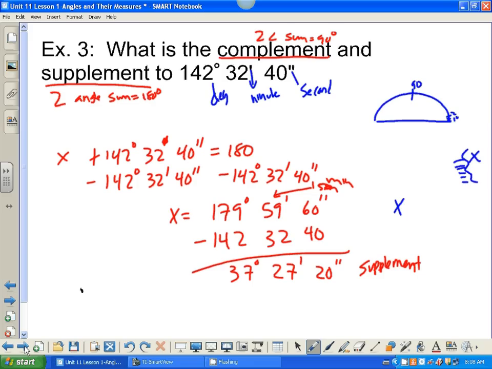Now let's talk about the complement. We would do the exact same thing. We would take 90 degrees and subtract 142 degrees, 32 minutes, 40 seconds.